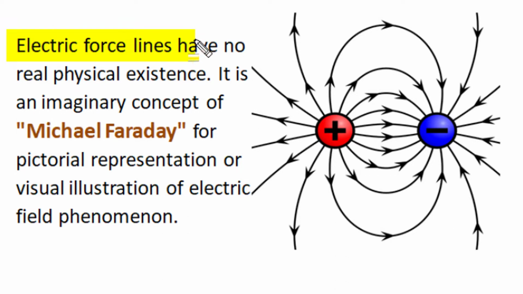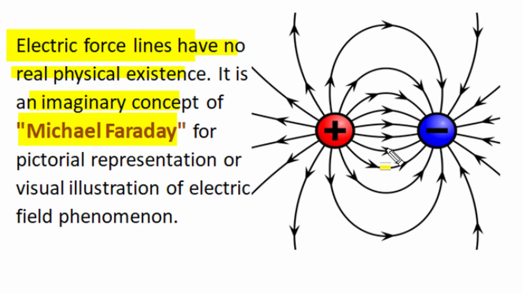Electric force lines, the topic of our study, have no real physical existence. That means surrounding these charges, the lines which we have drawn here or will explain further have no real physical existence. They don't exist. It's an imaginary concept given by the great scientist Michael Faraday, and it is used for pictorial representation or visual illustration of electric field phenomena which exist surrounding a charge, and they can explain so many electric field experiences very well and even help us in mathematical manipulation.